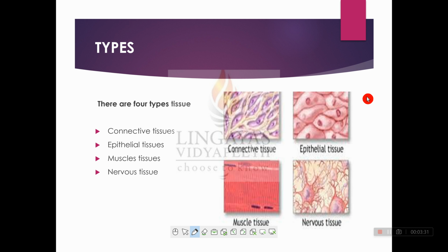Now talking about the types of tissue. Commonly, there are four types of tissue, as you can see on your screen. The first one is the connective tissue. Second is the epithelial tissue. Third is the muscle tissue, or muscular tissue. And the fourth one is the nervous tissue. These are the most common types of tissues. You can also observe the pictures of these tissues, showing how they are arranged in our body.